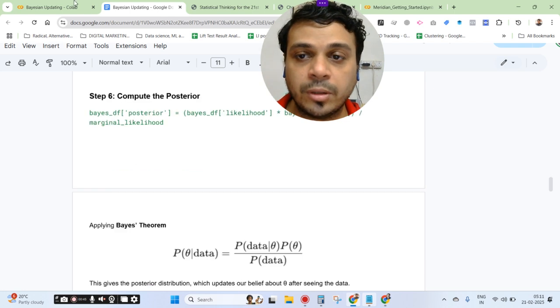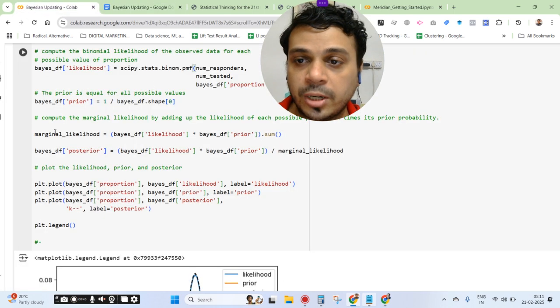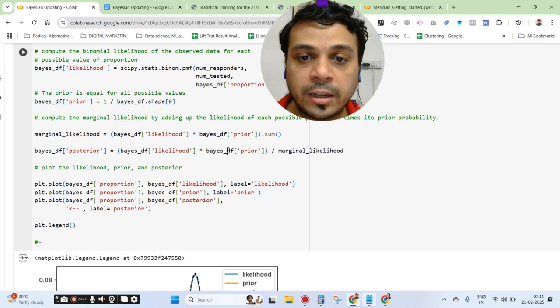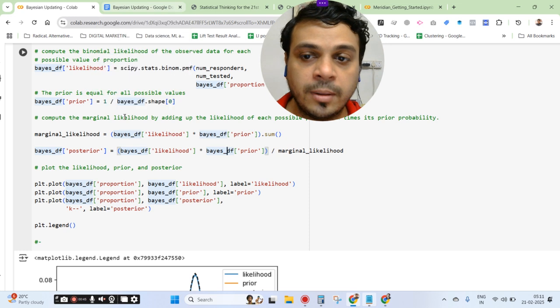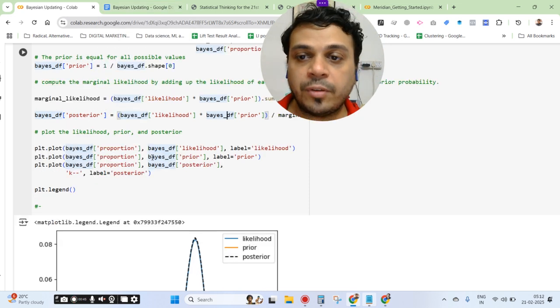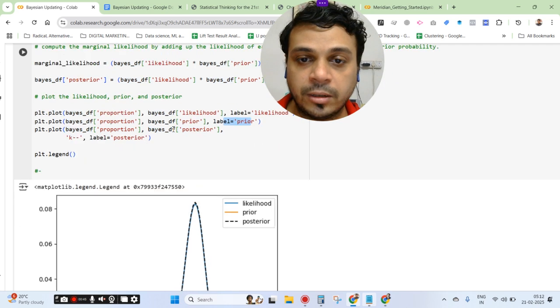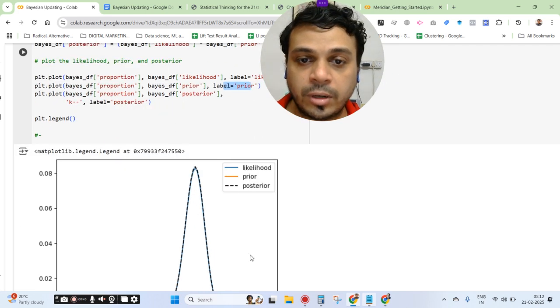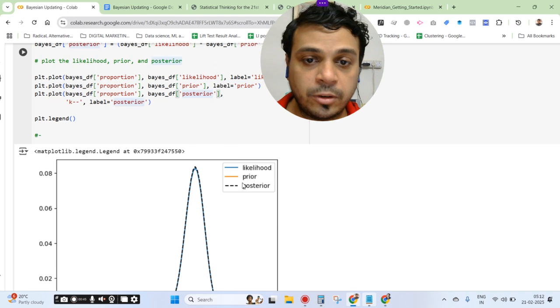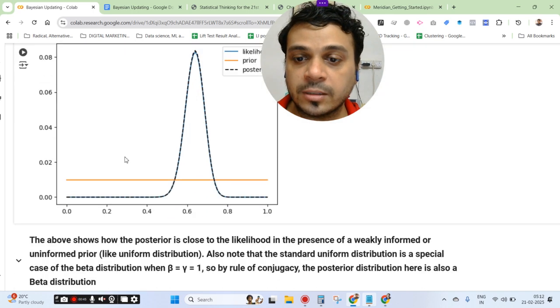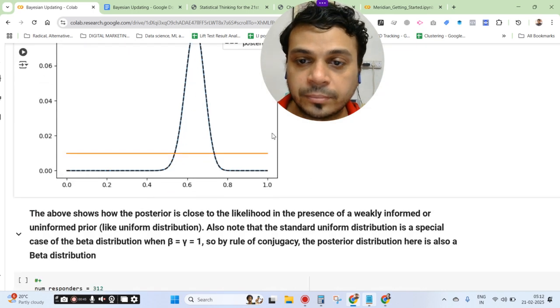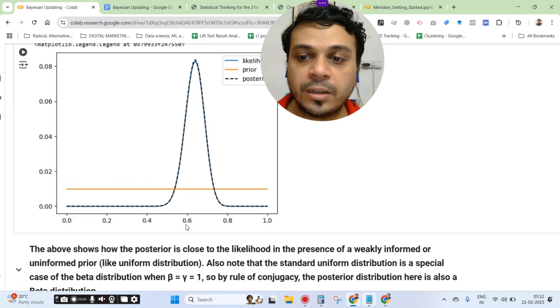Now it's a question of computing the posterior, and that's how we compute it. We have the posterior as a column, then we use likelihood and prior and divide by the marginal likelihood. That's the regular Bayes theorem definition. Then we finally move on to the plotting. We keep the labels as likelihood, prior and posterior, and we have the proportion, theta, on the x-axis in each case.